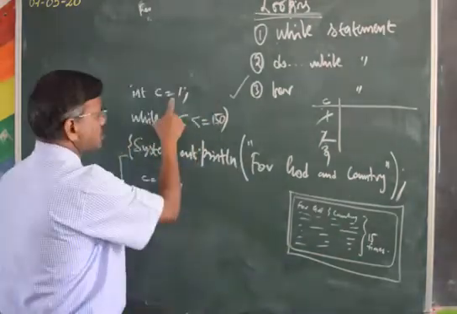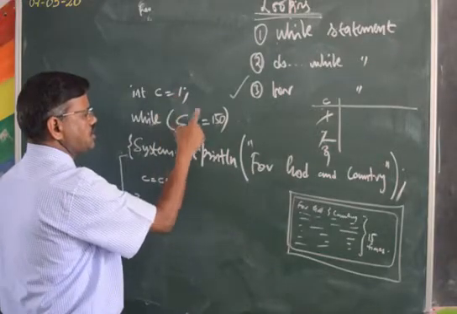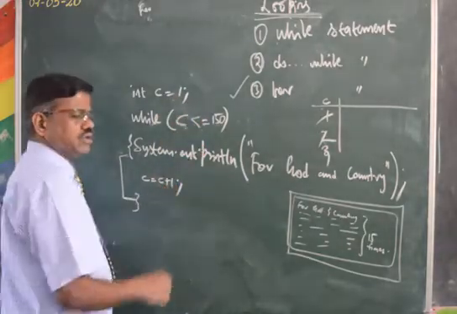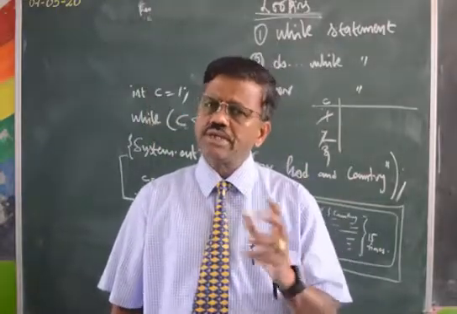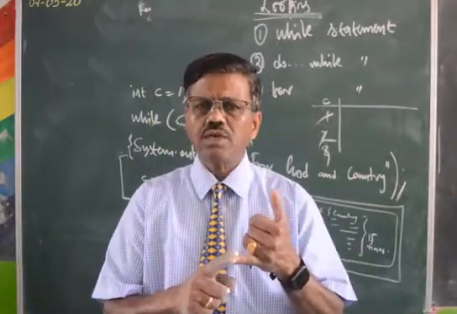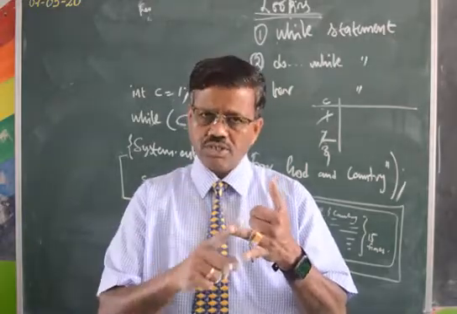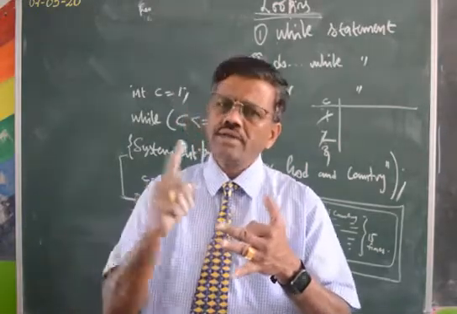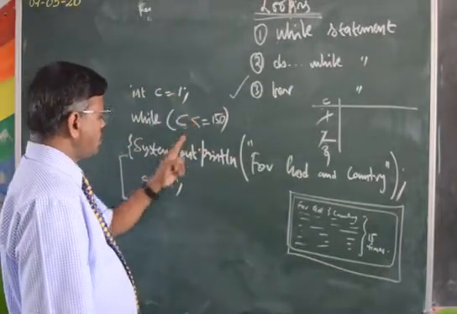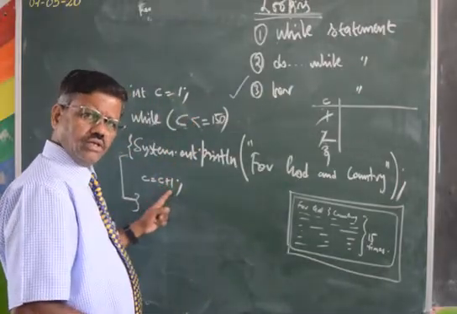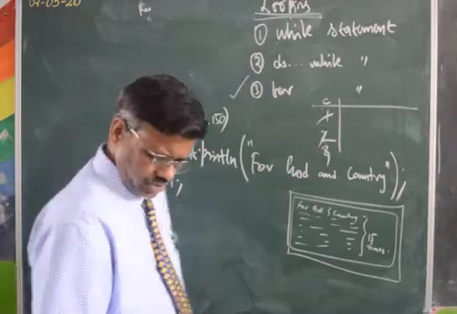So what happens is, here is an initialization, here is a checking, and here is an increment. Any looping should have 3 fragments, 3 concepts. Initializing the value, increasing or decreasing the value, and checking. These 3. See, this is initialization, you are checking, you are increasing. Is this clear?